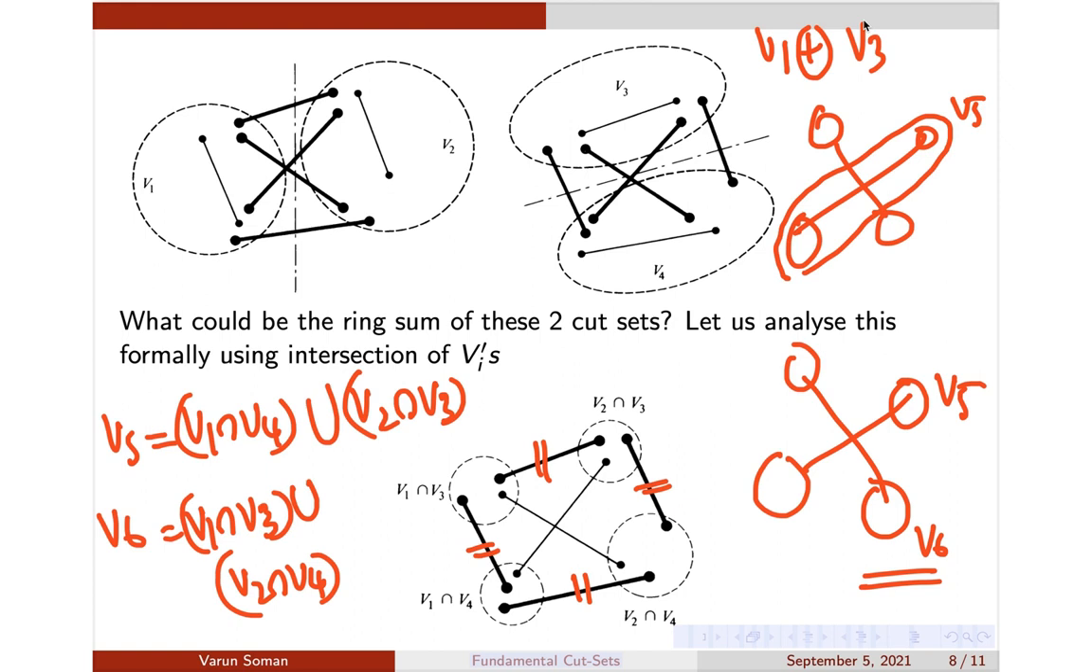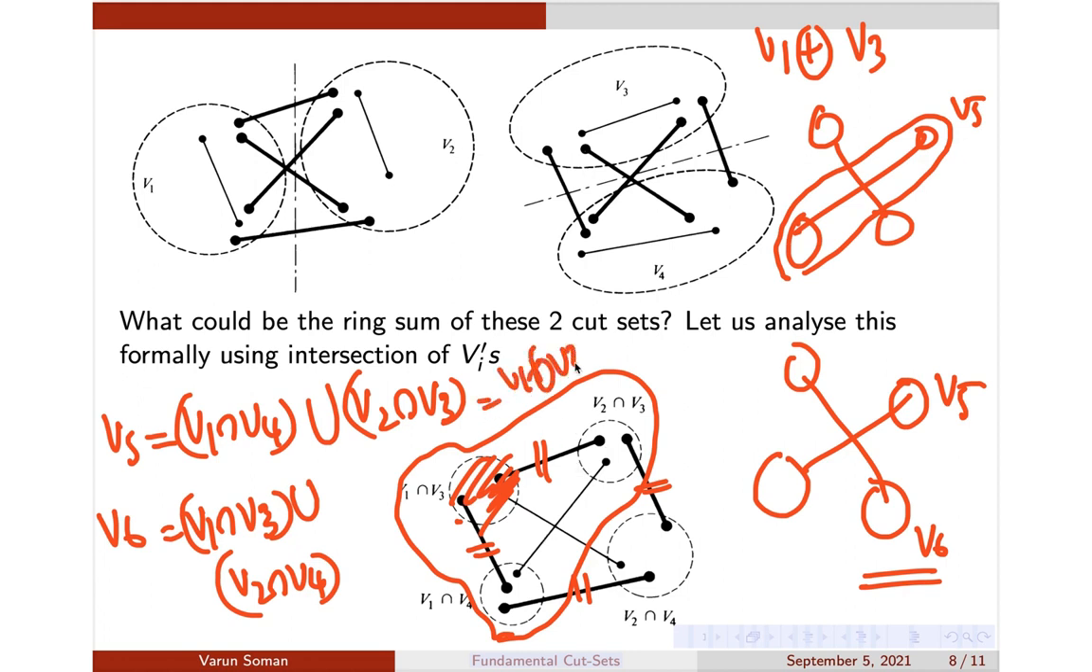You can see that this can be written as actually V1 ring sum V3. Why is it so? I am just removing the common portion to both V1 and V3. This is the common portion. I am only taking the remaining ones. So this can be written as simply V1 ring sum V3 if you want. It's not required for you, but I'm just telling you as an observation.